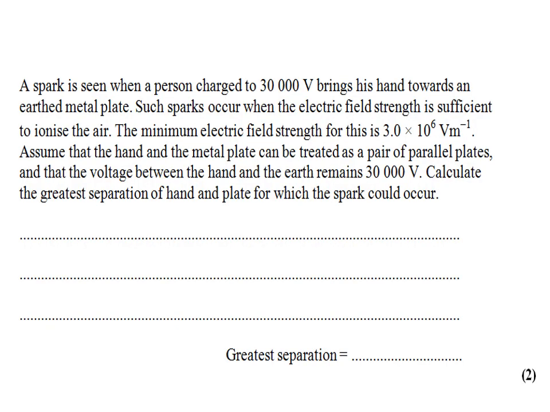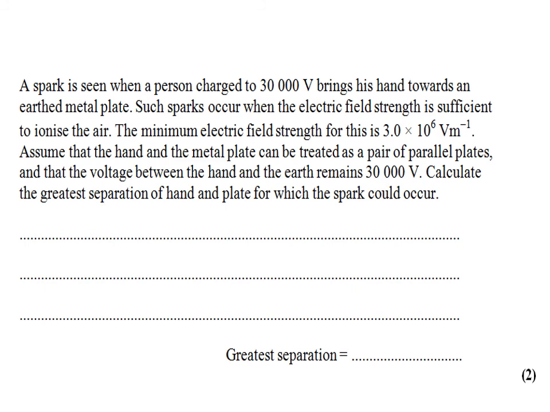Second, this question: a spark is seen when a person charged to 30,000 volts brings his hand towards an earthed metal plate. Such a spark occurs when the electric field strength is sufficient to ionize the air. The minimum electric field strength for this is 3 times 10 to the power 6 volt per meter. Assume that the hand and the metal plate can be treated as a pair of parallel plates and the voltage between the hand and the earth plate is 30,000 volt. Calculate the greatest separation of hand and plate for which the spark could occur.